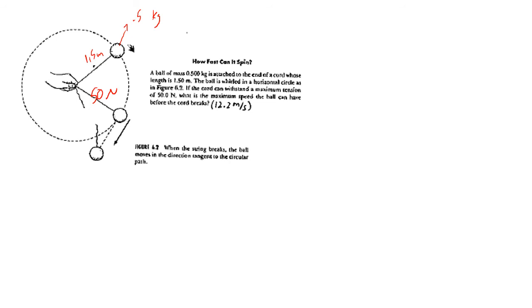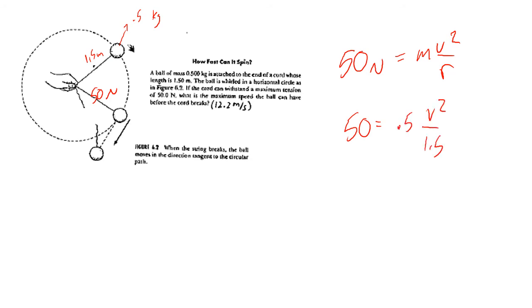So the 50 newtons is going to be your centripetal force, right? So 50 newtons is going to equal mv squared over r. This is an easy one. So 50 is going to equal 0.5 v squared over 1.5. Quick maths here: 50 times 1.5 divided by 0.5, enter, square root, enter. So you're going to get about 12.2 meters per second. Hey, that's the same thing that's written there.